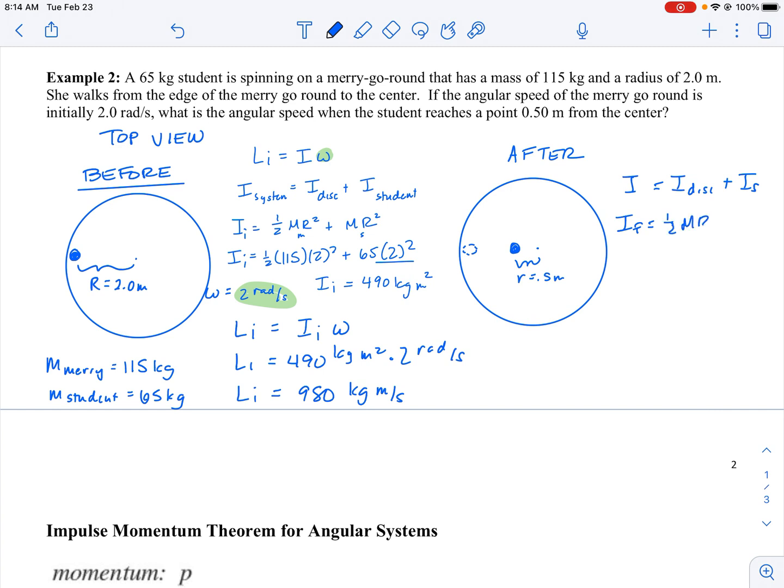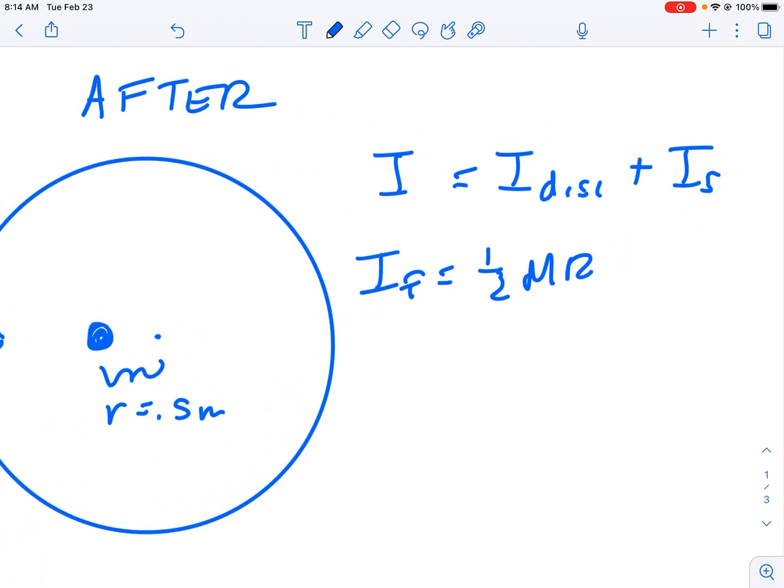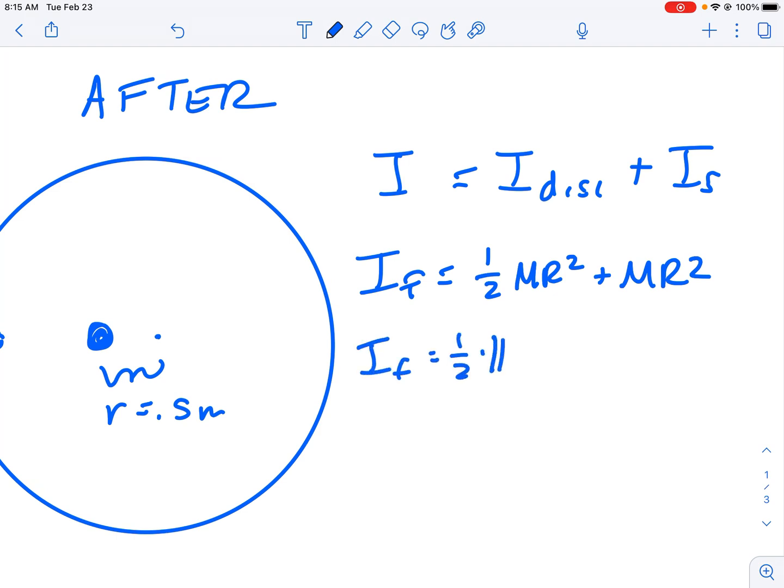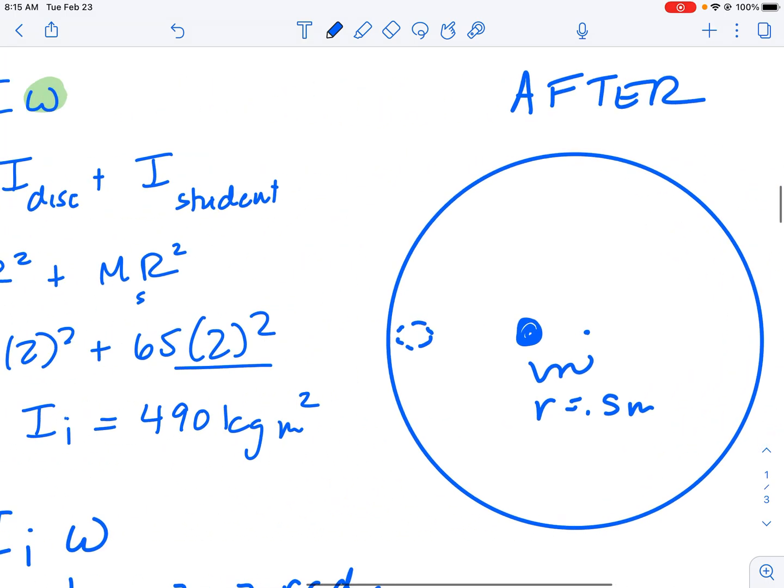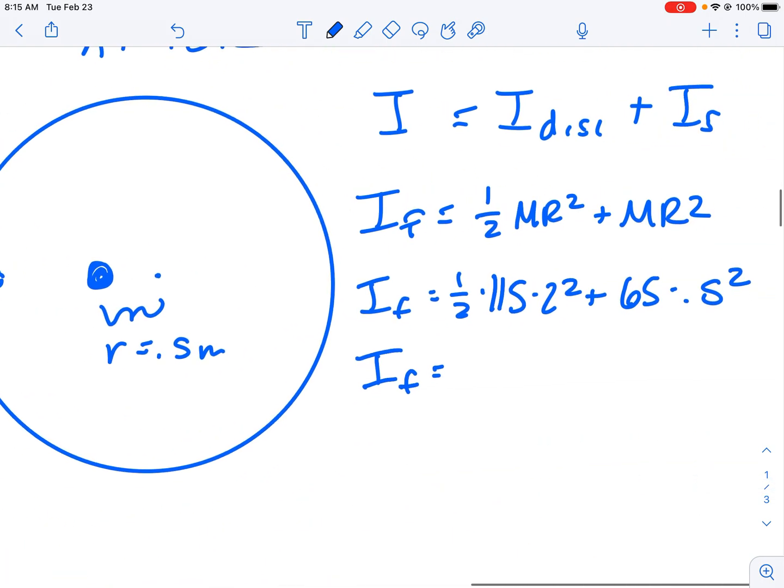So I'm going to have 1/2 mr squared. Oh my goodness. Let me zoom in and do a better job here. Plus mr squared. This was 1/2 times 115 times 2 squared. Okay, so now her radius has changed. So now it's 0.5 meters squared. So the final moment of inertia, let's see what we get here. Just making sure it matches. Okay.